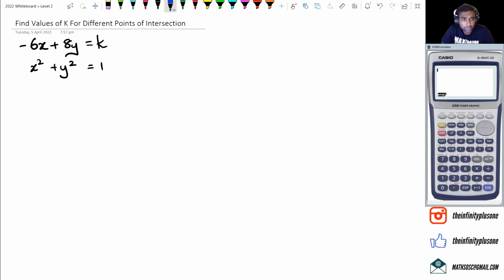Hey guys, in this session we're going to be looking at how to find values of k for different points of intersection, mainly used in systems of equations at level 2. You probably find it somewhere else as well, but this question popped up today and a couple of people have been asking me to work on it, so here goes.